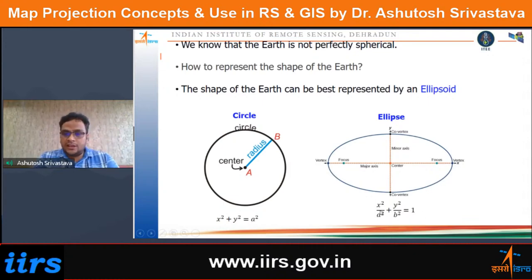Now, first case, if A equals B, which means the minor axis is equal to the major axis. So what will happen? x square plus y square equals A square. So it will become a circle. If A equals B, then this will be a circle.